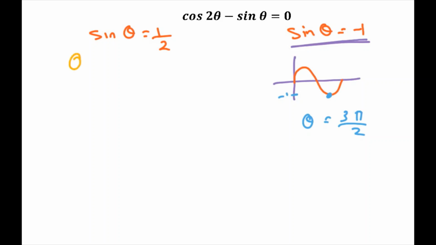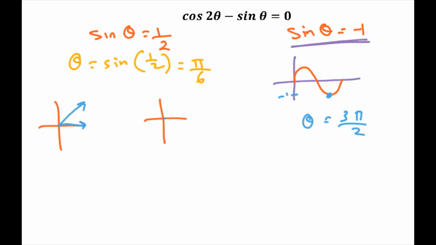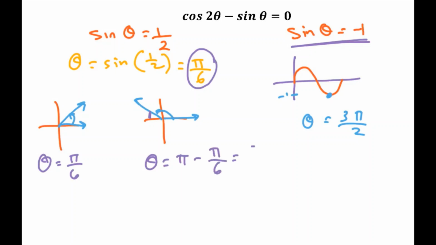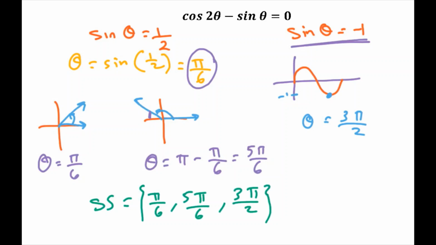Now on this side, I'm going to take sine inverse. Then I need to ask myself when sine is positive: quadrant 1 and 2. Quadrant 1, I already got an angle in quadrant 1, and it's also a reference angle, so it's going to be this side here. So theta equal pi minus pi over 6, which is equal to 5 pi over 6. So my solution set includes pi over 6, 5 pi over 6, and 3 pi over 2.